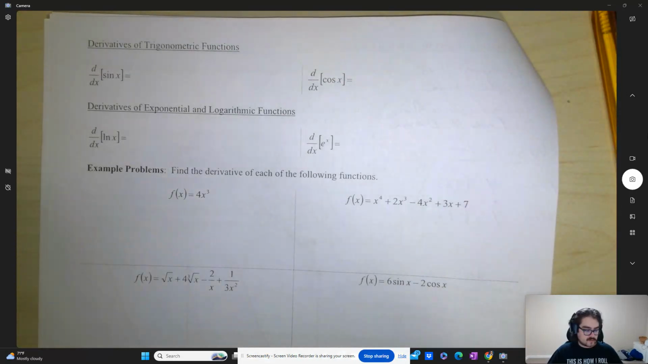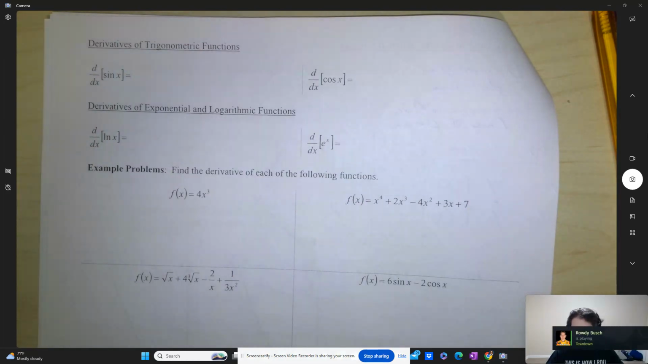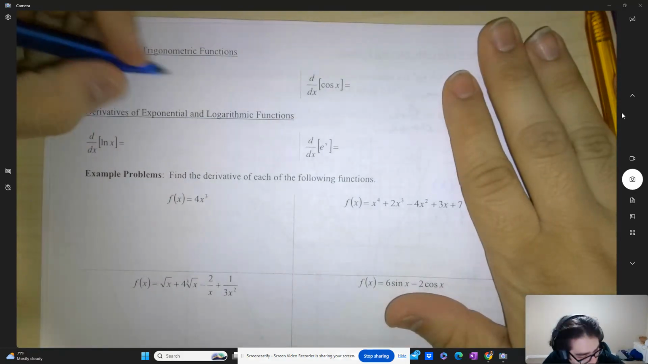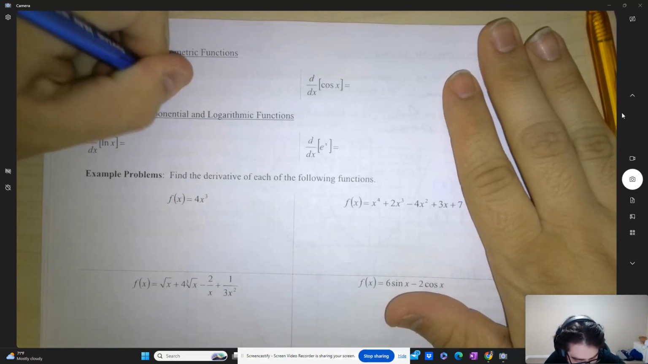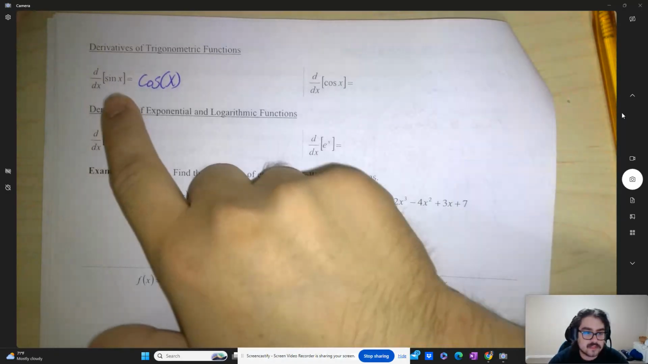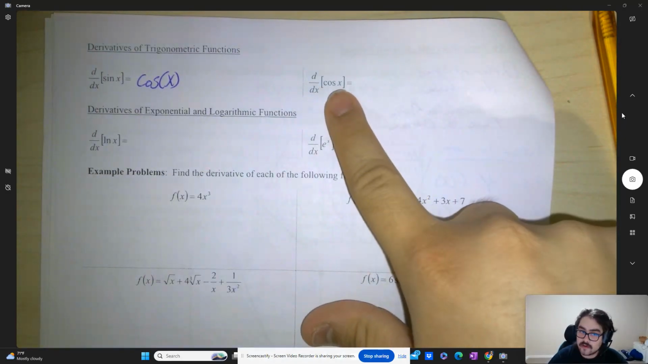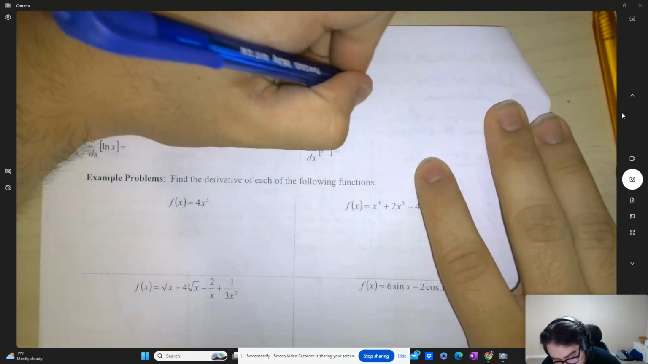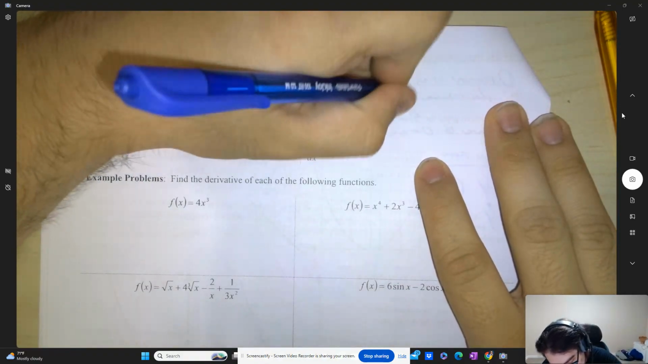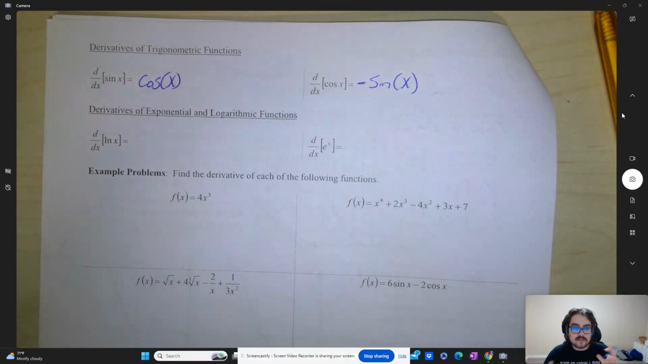Trig function derivatives: you do need to know some trig function derivatives. It is important to know how those work. So for example, the derivative of sine of x is simply just cosine of x. Now, that does not mean that the derivative of cosine of x is sine of x. It's actually negative sine of x. So you have to think a little bit for that one.